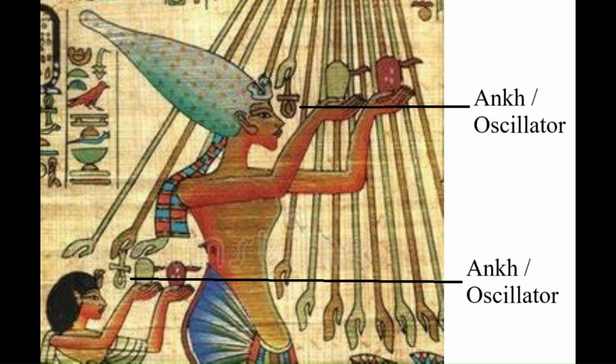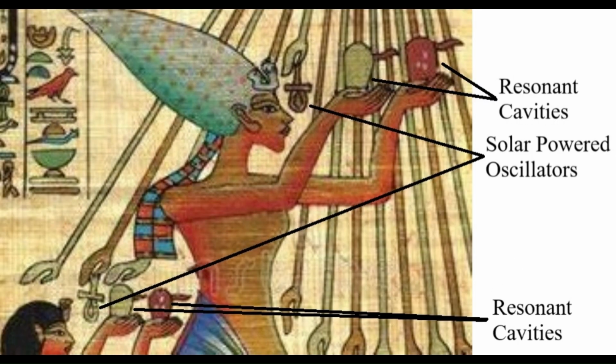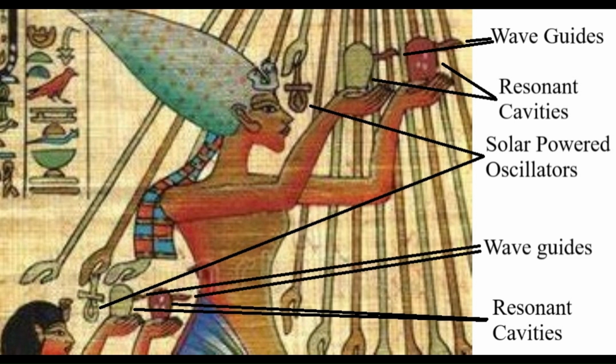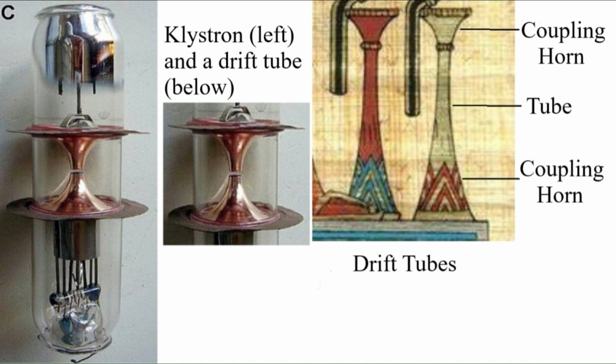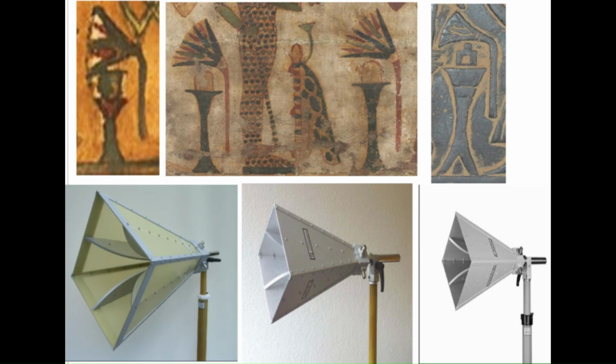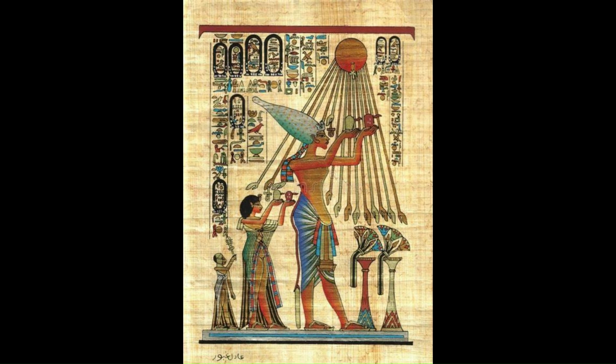To recap: 2 solar-powered oscillators, 4 resonant cavities, 4 waveguides, 2 drift tubes, 2 or 6 horn antennas, depending on how the lotus flowers are counted. If you assemble these components in sequence, you create a system that efficiently generates, amplifies, and directs electromagnetic waves.